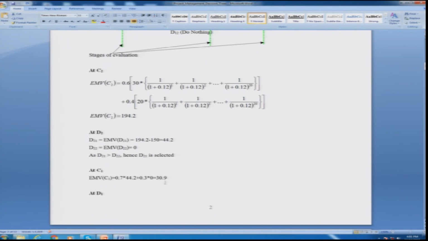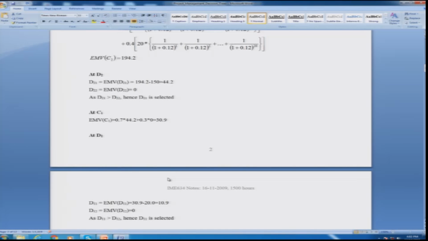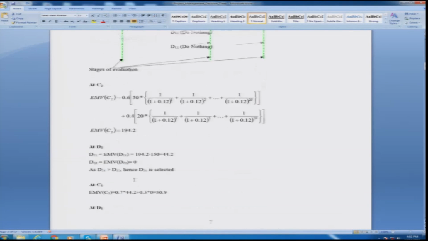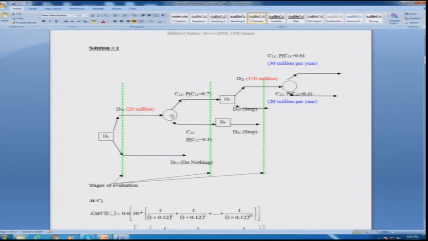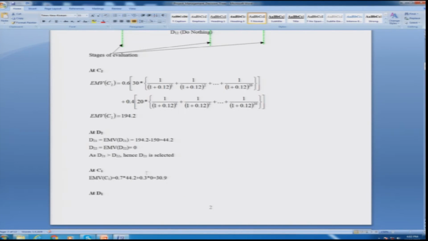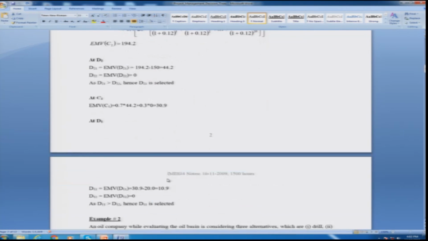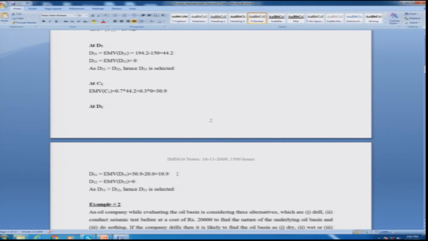So, at C1 the value is 30.9. Now, at D1 what I do is that this value I have already found is expected value of 44 into 0.7 plus 0 into 0.3, and then try to compare whether 20, which is the amount of money which is going out of my pocket, is more or less. So, again I find out this value is 30.9, 30.9 is greater than 20, which is 10.9, hence it actually means I will definitely invest into that project.